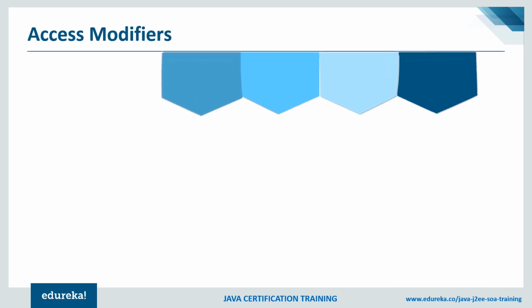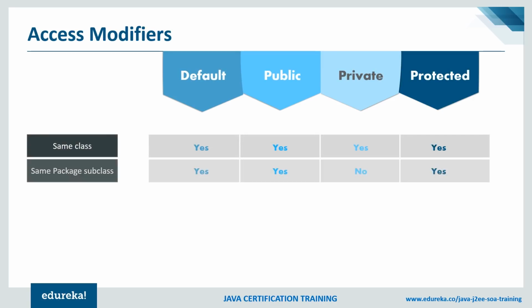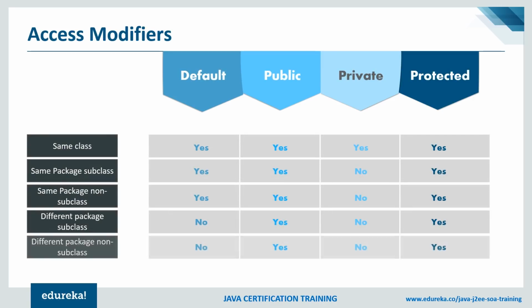So moving ahead, guys, now let us understand these 4 access modifiers. Default is the one which can be accessed within the same class. It can be accessed within the same package subclass. Then in the same package but non-subclass, we can access default, but in a different package, in a subclass, or in a different package in a non-subclass, we cannot access it. Public is something which is accessible everywhere, right? And we have private, which is accessible nowhere. So it's only accessible within the class, right?